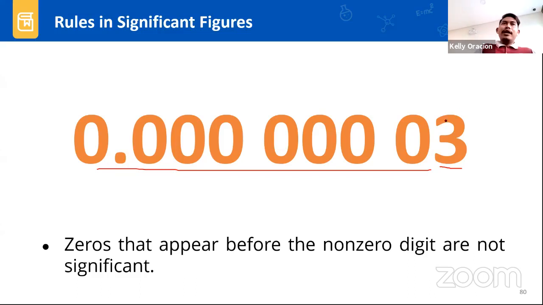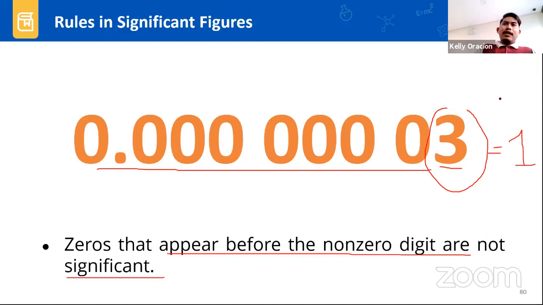The only number na significant lang dito is 3. Si 3 lang significant. That is why there is only one significant here. Or should I say, the significant figure here is 1. Again, zeros that appear before the non-zero digit are not significant, and the only significant here is si 3. Kaya nga ang answer dito is 1. Next.